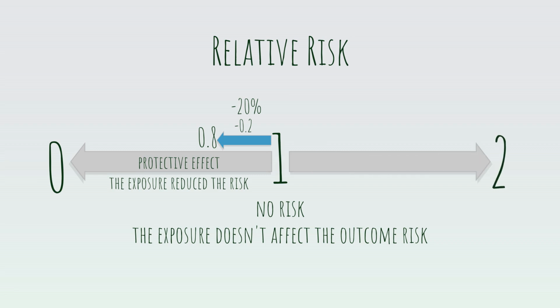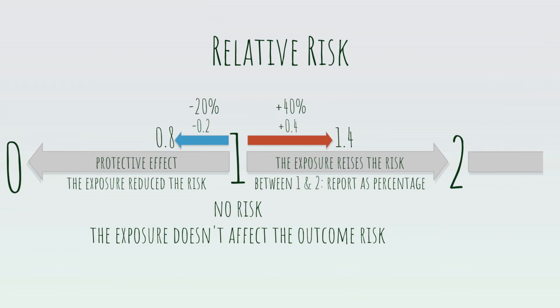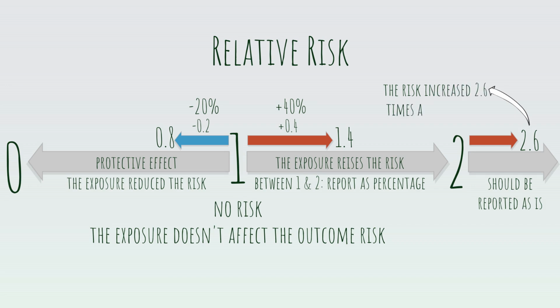Values more than 1 mean the exposure raises the risk. If the relative risk falls between 1 and 2, we report it as a percentage. For example, a relative risk of 1.4 indicates a 0.4 or 40% increase in risk after exposure. Any value over 2 should be reported as is. For example, a relative risk of 2.6 means the risk is increased 2.6 times after exposure.